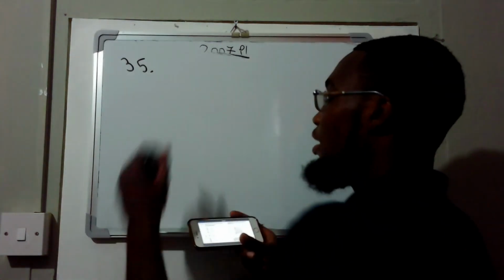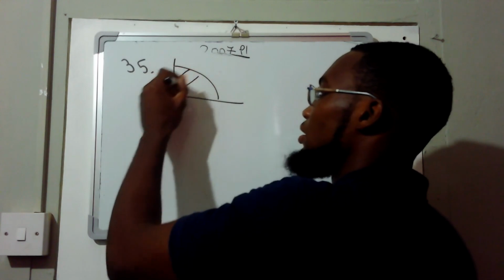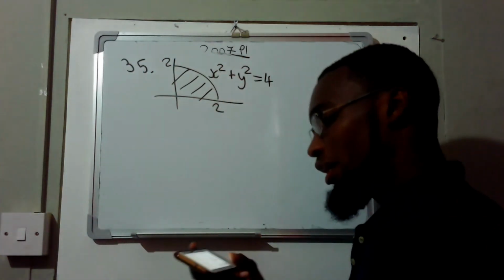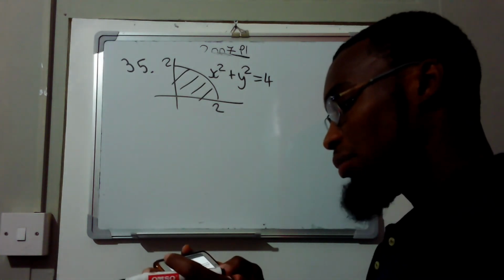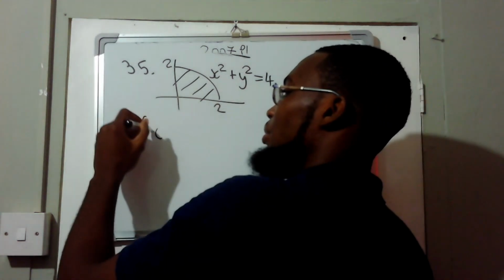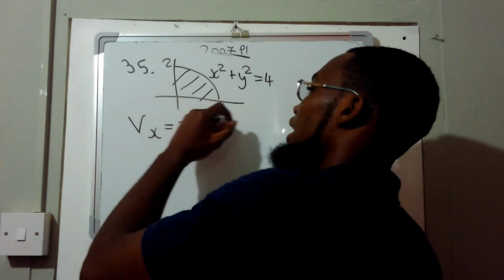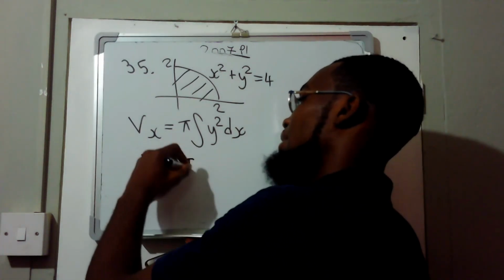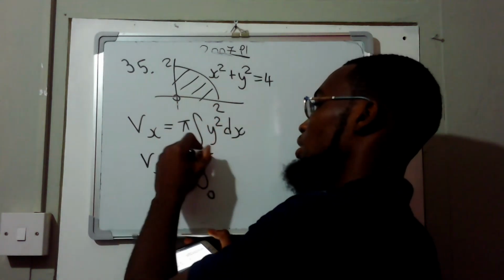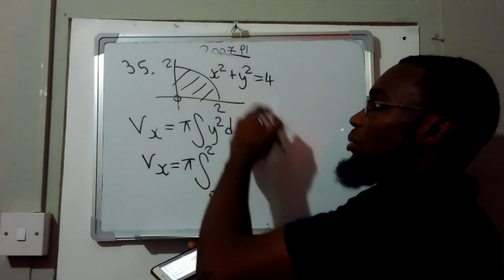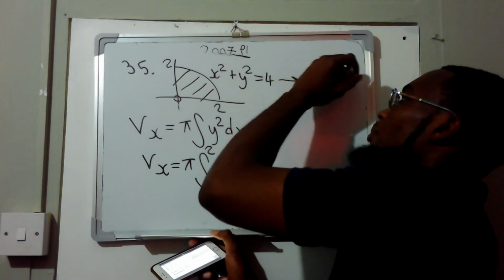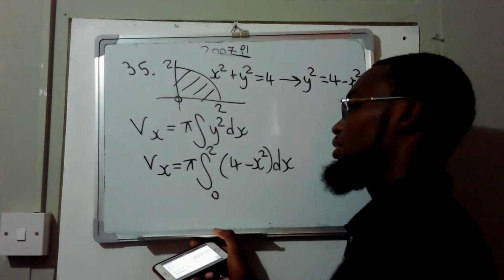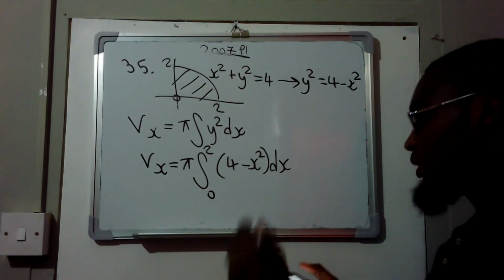Question 35 gives us a curve. It looks something like this. x squared plus y squared equals 4, with intercepts at 2 and 2. And they tell us we need to find an expression for the volume around the x-axis. Now the volume around the x-axis is pi times the integral of y squared dx. We're going from x being 0 to x being 2, of what's y squared. Well, this is x squared plus y squared, so y squared would be 4 minus x squared. So the volume would be the integral from 0 to 2 of 4 minus x squared dx. That's option D.